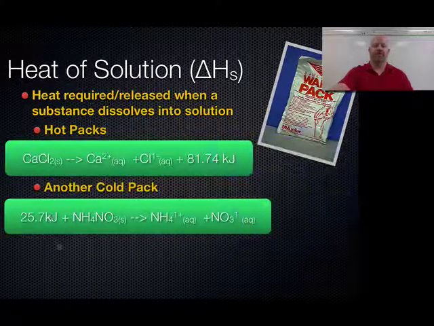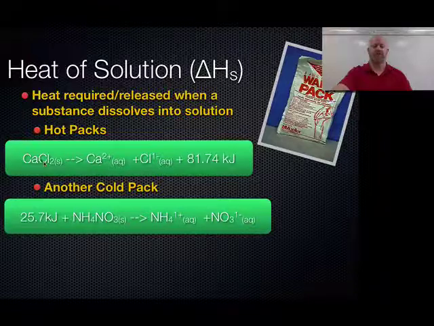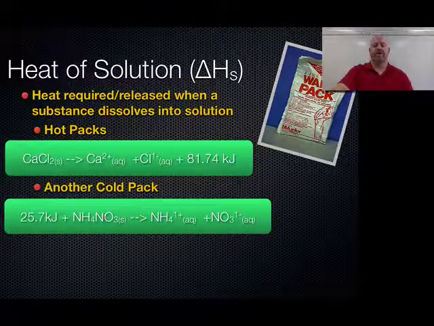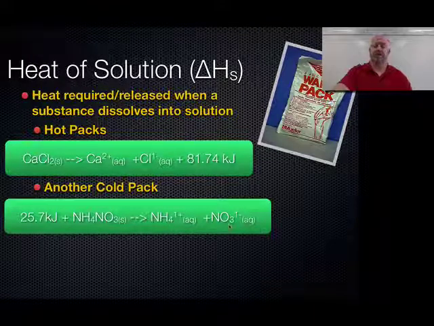If we take a look, as we dissolve calcium chloride, we actually can make calcium ions and chloride ions in solution. We talked about that in our previous unit also. If we dissolve ammonium nitrate, we make ammonium ions and nitrate ions in solution. This process, even though it's not chemical, it is a physical change, does release or absorb energy.